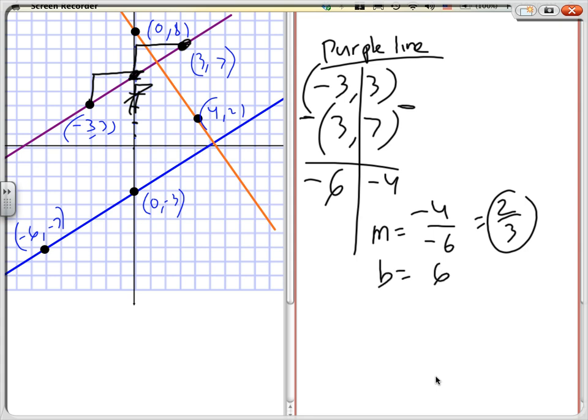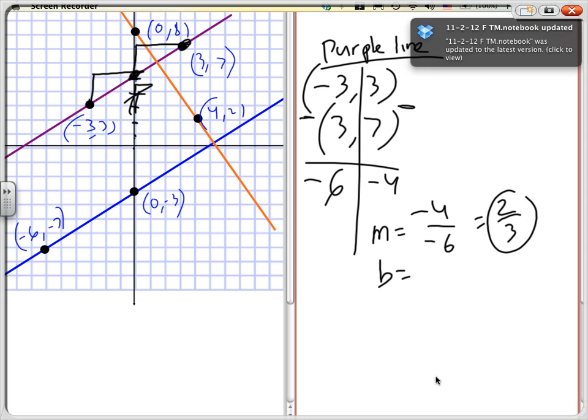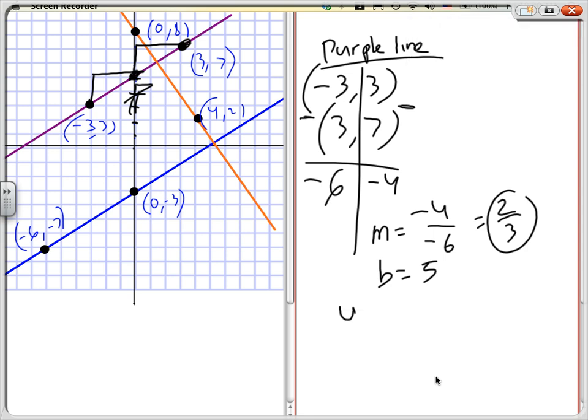So if we have m and we have b, what can we put together? An equation. Oh, sorry, b is 5. Now, how do we put this together as an equation? Okay, so we have this format, and then how do we put this in? Substitute it. Substitute what in? The slope and the y-intercept. Thank you. So how do we write the equation again? y equals 2/3 x plus 5.